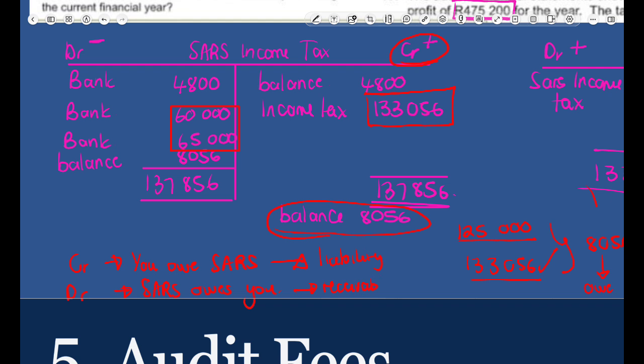That means that it will be under my what? Under my assets in my balance sheet. So SARS income tax can either be under your liabilities, and it will be under your liabilities if you owe SARS, or it can be under your assets as a receivable. And this is when SARS owes you.